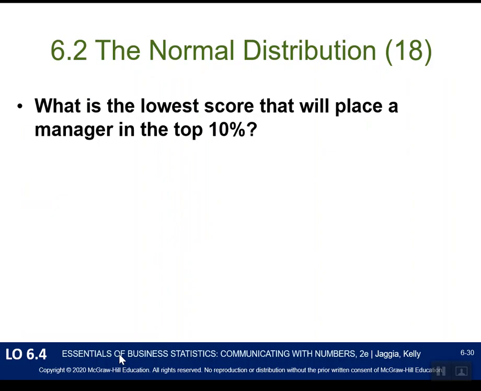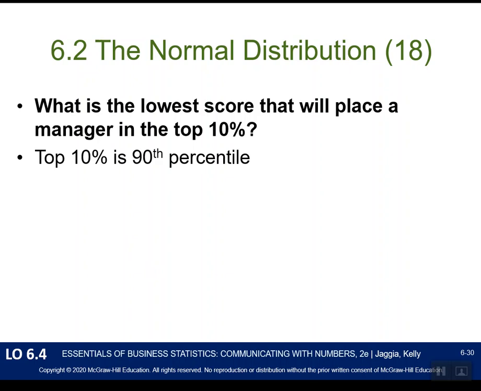So this question is asking us, what is the lowest score that will place a manager in the top 10%? Okay, so if we're really wanting to look at that top 10%, that's the far right tail of our distribution. So really we're wanting to know what's the top score of the 90th percentile, right? What's the top score of the 90th percentile is another way that we could ask the same question.